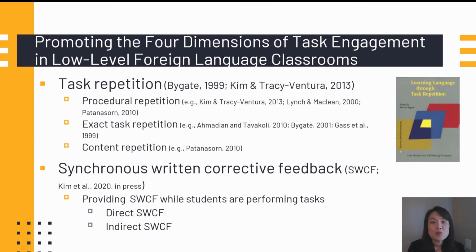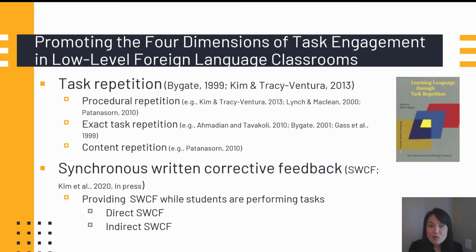So now I'm going to present two constructs that I believe can be important to promote the four dimensions of task engagement in low-level foreign language classrooms, such as English classes in Korea or Korean or Spanish classes in the United States. So the first topic is task repetition.